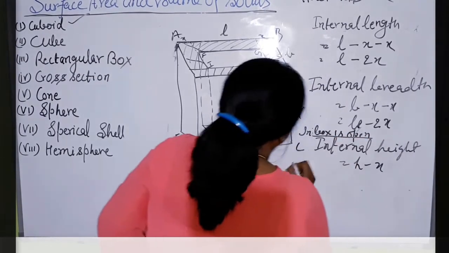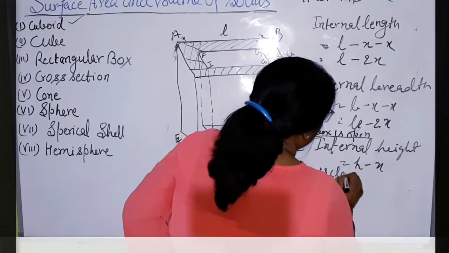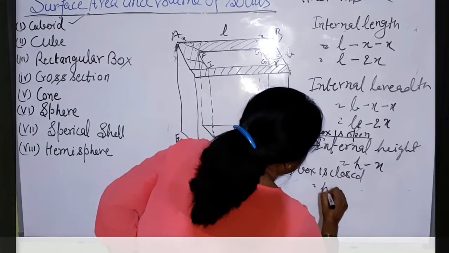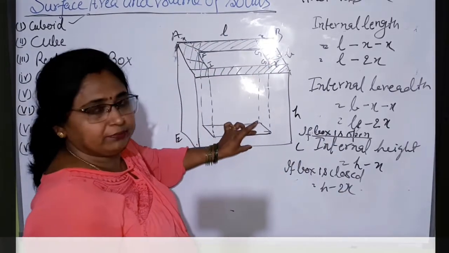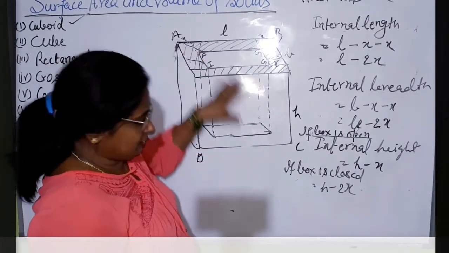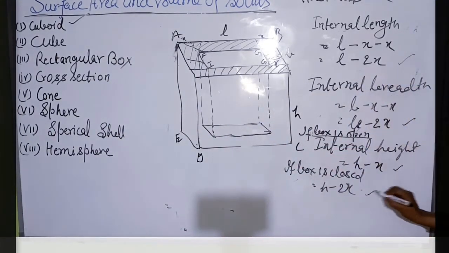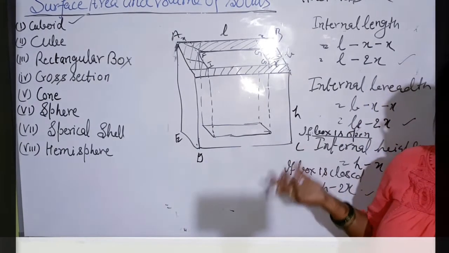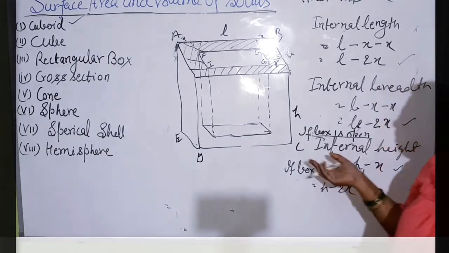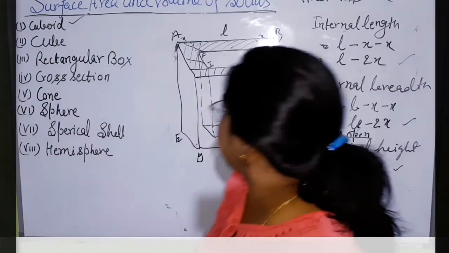Internal height is h minus x if box is open, and if box is closed, that time it is h minus 2x. Closed means upper thickness and bottom thickness, x and x, so it is h minus 2x. In this way, length, breadth and height we can calculate in the rectangular box, and easily you can find out according to your need total surface area, curved surface area or volume, anything you have to find. It is clear. Next topic is cross section.